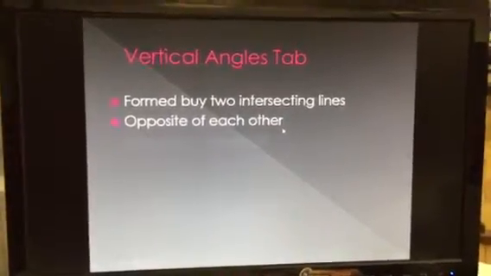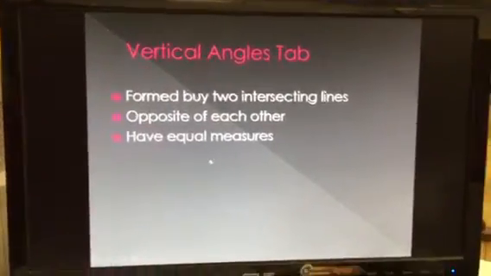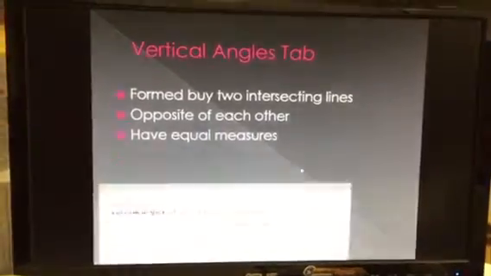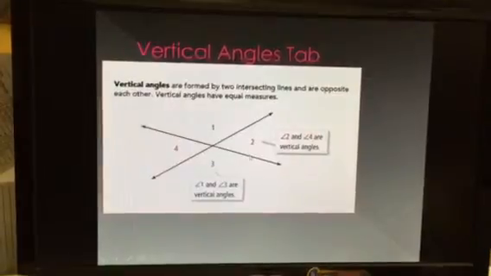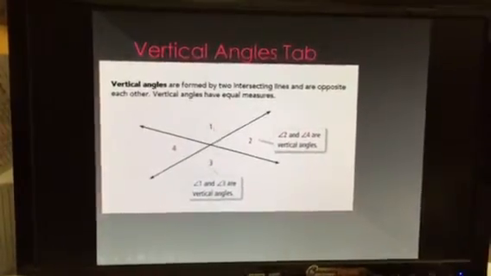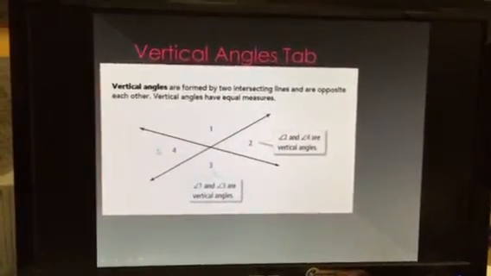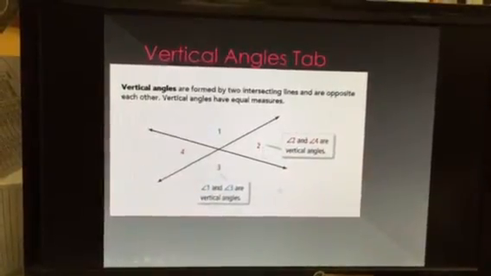Vertical angles are opposite of each other in the two lines forming the two angles, and they have equal measures. So here are our vertical angles. 1 and 3 and 4 and 2 are our vertical angle pairs.